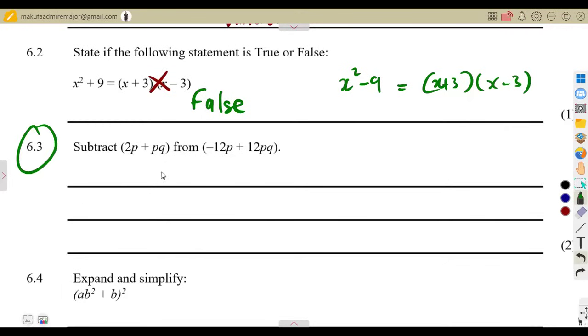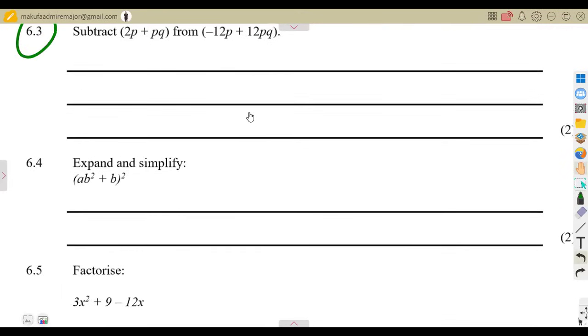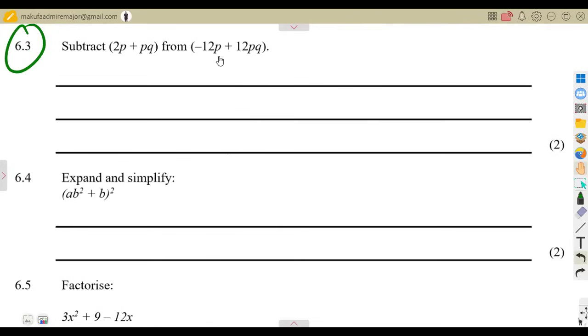All right, 6.3, subtract this from this one. From is where you start. So this is minus 12p plus 12pq. From this, we are supposed to subtract, what are we subtracting? We are subtracting 2p plus pq. So that is the idea there.